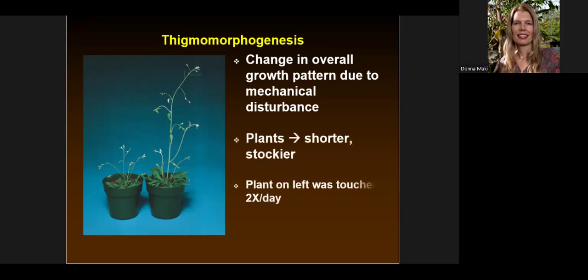They left that one totally alone in still air, just still. And then the one on the left was touched two times a day, I think for two weeks. Identical plants at the start. So that's morphogenesis. It created a shorter body form in response to touch.